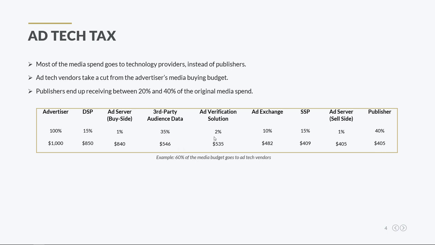On top of that, if the advertiser uses an ad verification solution to protect campaigns against ad fraud, that vendor could charge 2% of the media budget, leaving $535 for media spend. Next, the ad exchange charges 10%, leaving $482 for media buying. After that, the SSP charges a 15% fee, and the ad server of the publisher another 1% fee, leaving $405 for the publisher. In this example, we have seen that 60% of the media budget went to ad tech vendors, while only 40% reached the publisher.